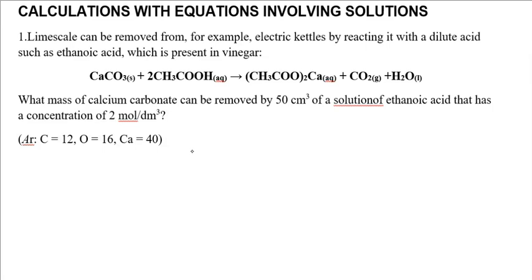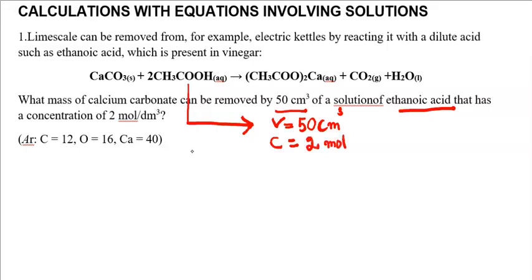What mass of calcium carbonate can be removed by 50 cm³? Centimeter cube means volume is given. So 50 cm³ is given of a solution of ethanoic acid, and the concentration of this same solution is given, that is 2 mole per dm³. We identify concentration and volume by just checking their units, right? Here we have a unit of cm³, here we have a unit of mole per dm³.